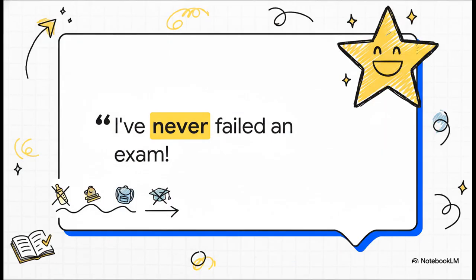And of course, the total opposite of ever is never. It means at zero points in my life from start to finish. It's a pretty strong way to talk about something you haven't experienced.